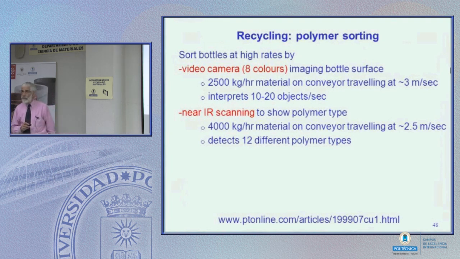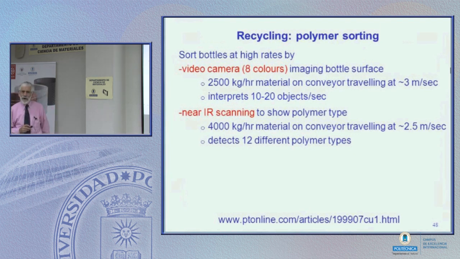For polymers, we have a problem, because they all look much the same. But infrared spectroscopy, again, you can adapt, and you can now get 4,000 kilograms per hour to distinguish the major type of different polymer. And this has been a big breakthrough, because otherwise, if you're making polyethylene and you have a polyvinyl chloride PVC bottle in it, it can ruin the whole of the polyethylene recycling. And so making sure we separate correctly is very, very important.